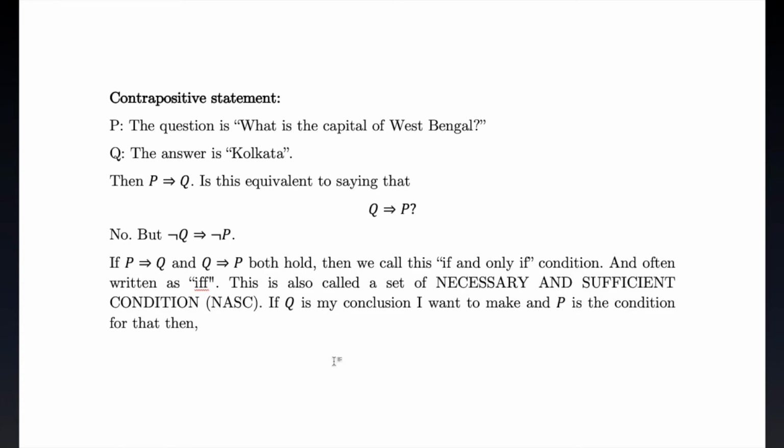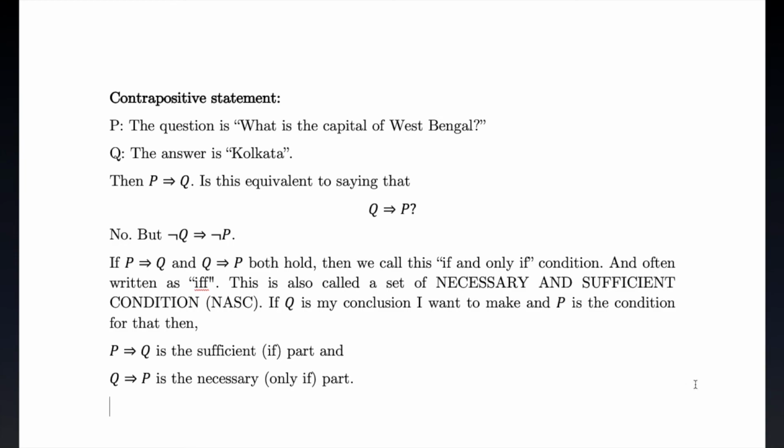then P implies Q is the sufficient part, and Q implies P, this one, the conclusion implies the condition, is the necessary part. This one is the sufficient part, the if part. Sufficient is the if part, and this is the only if part.